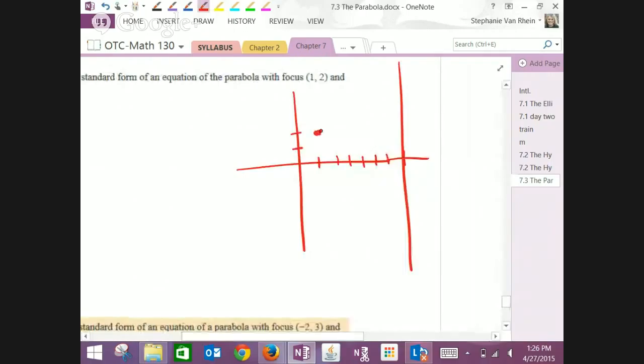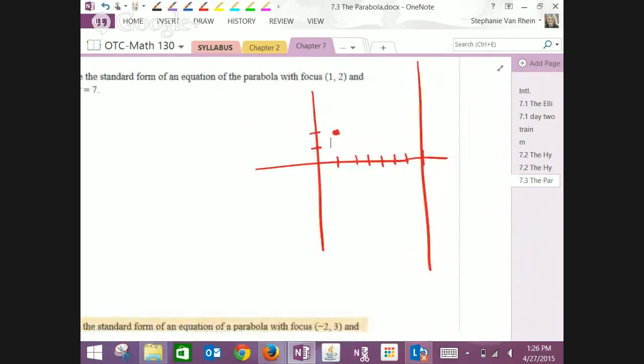This is the focus. So the vertex is going to be halfway between the focus and the directrix, right? What point is halfway between (1, 2) and x equals 7? Right, this distance is 6. So cutting that in half would be 3. So 3 units to the right of this point, which would be (4, 2). So that tells me what P is, and P is 3, right?